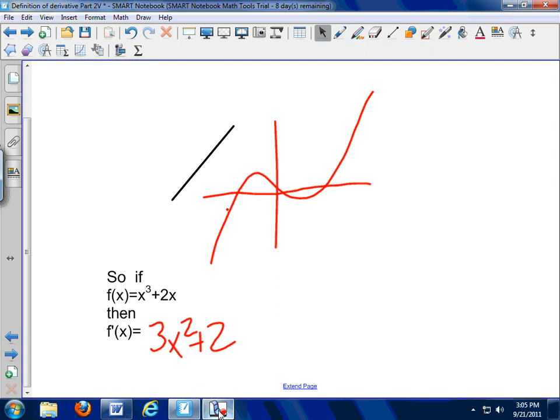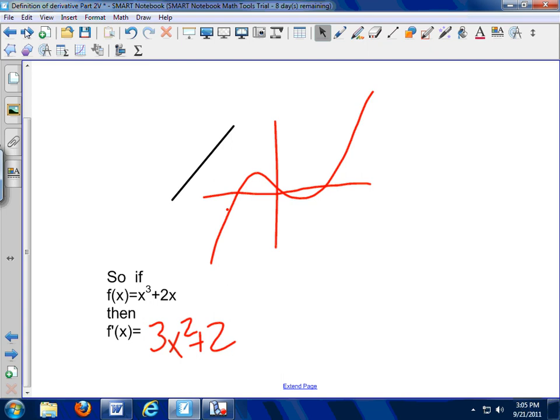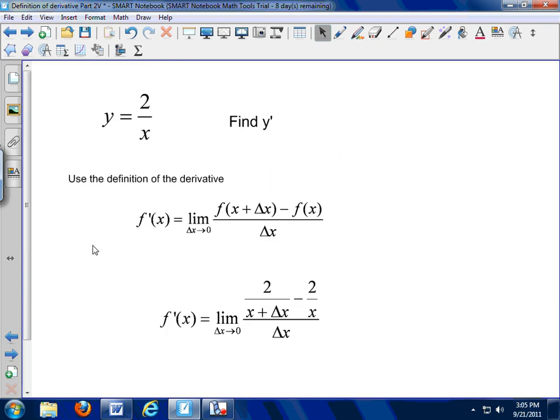Talking really fast because I'm excited. How did we do on that first problem? 6 minutes 38 seconds. Perfect. Next problem could take us 9 minutes.